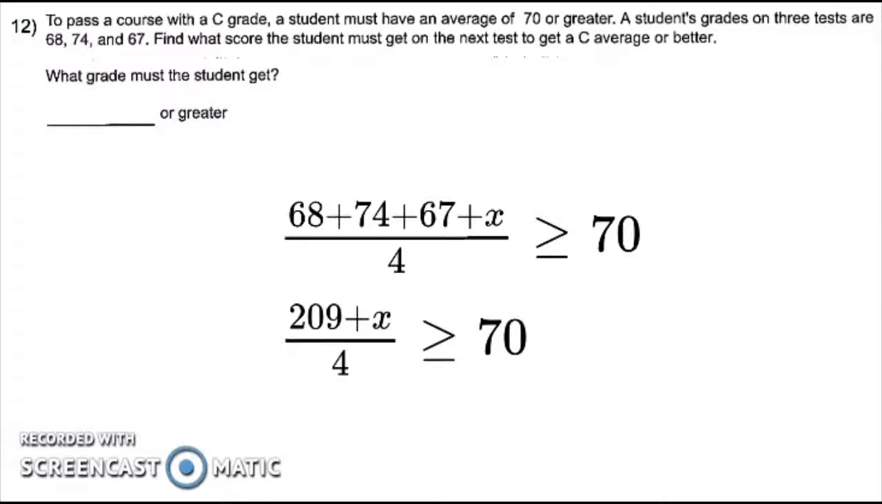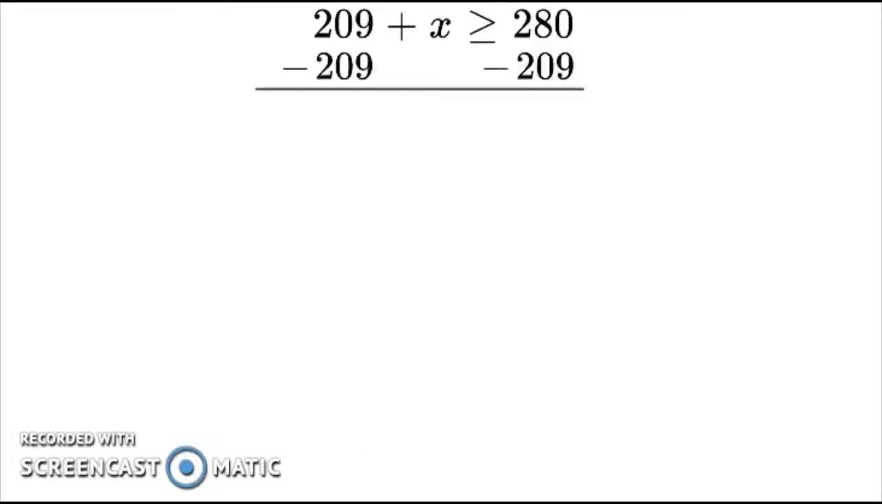to 70. Multiply both sides by 4, you get 280. Subtract 209 from both sides, and you end up getting 71. So you must get a 71 or greater in order to get a 70 or greater for the marking period. And that's the answer for number 12.